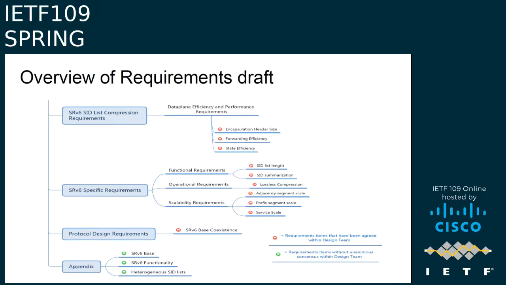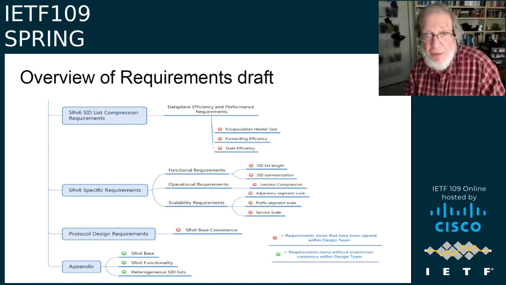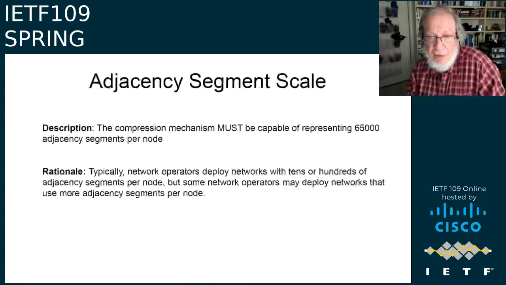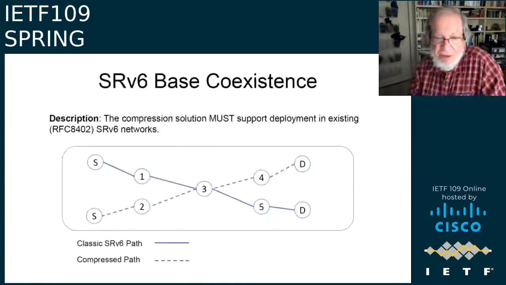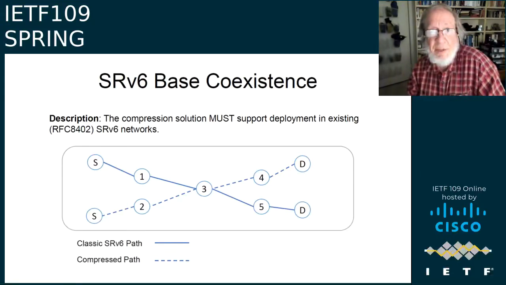Thank you. Bob? Yes, thank you. So I wish I had slide numbers so I could tell you which one I'm going to ask about. But on the slide that was titled SRv6 base coexistence, I'm having trouble, and I read the draft too, and there's a section about this, but I don't really understand what this means. It says the compression solution must support deployment in existing SRv6 networks. Well, can you elaborate on what that means?